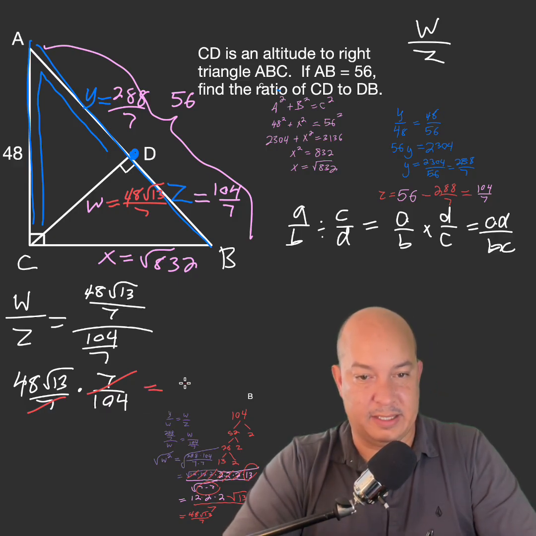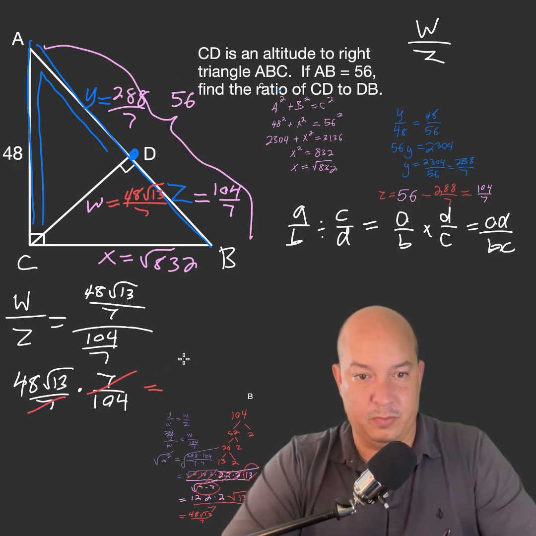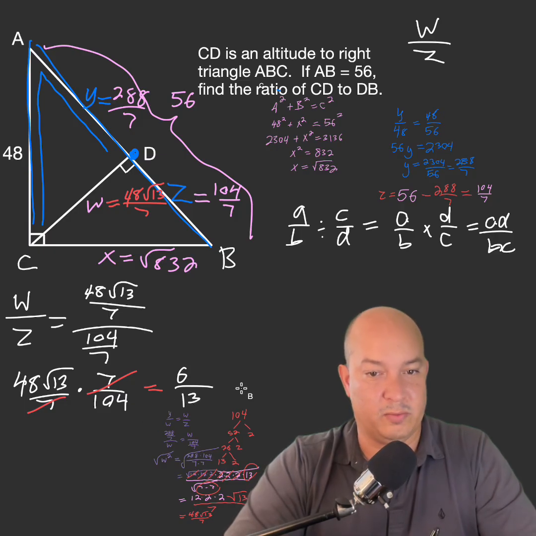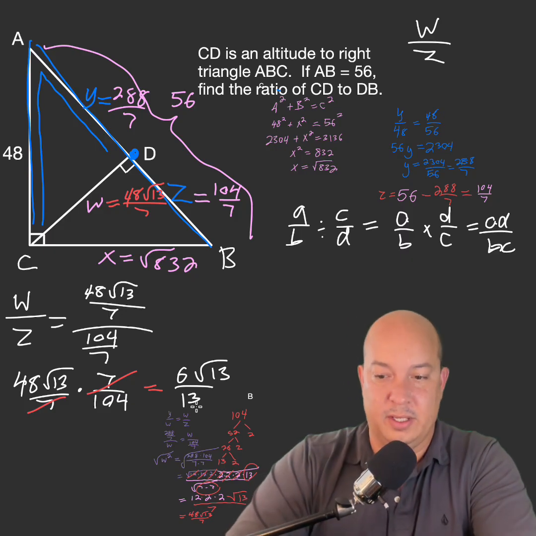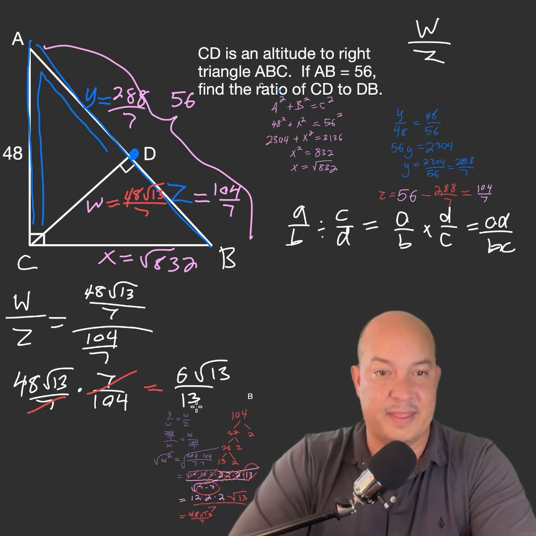So that simplifies out to 6 and 13. 6 on the top, 13 on the bottom. That's 48 over 104. And then root 13 coming along. And so in decimal form, 6 root 13 divided by 13. That's 1.66. And that is the answer.